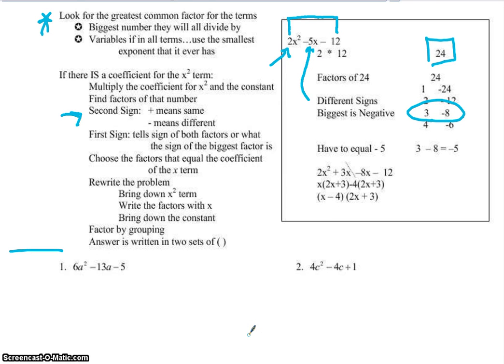Here's where it changes. Instead of getting to write your answer, you're going to have to pull down the first term. Then you rewrite the middle term using the factors, so plus 3x minus 8x, and then you pull down the last term. This turns it into 4 terms, which goes back to what we were doing on day 1, where you split it in half and you see what you can pull out. Okay, so this example has been worked out for you, but let's look at number 1 and try one on our own.